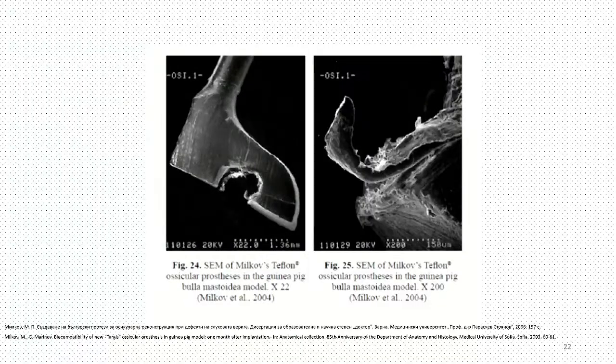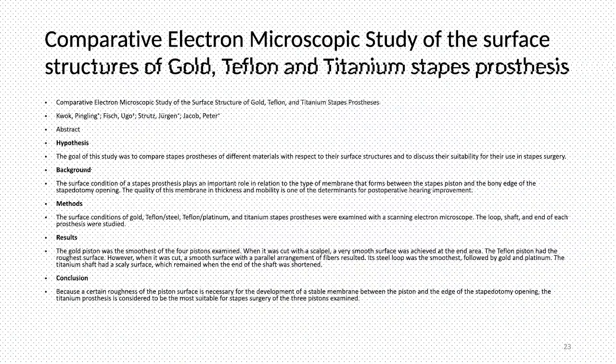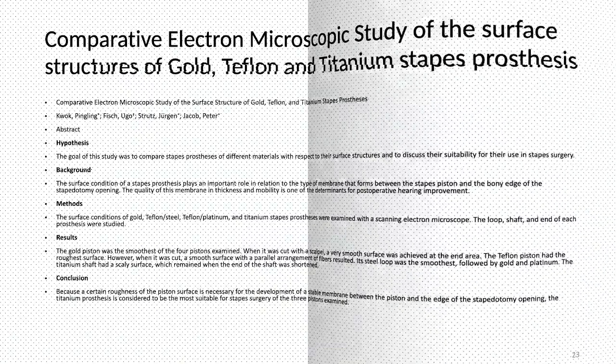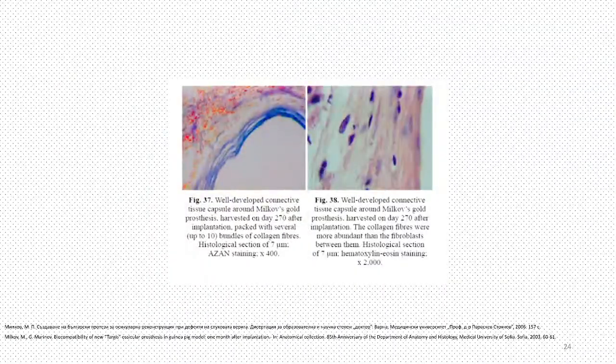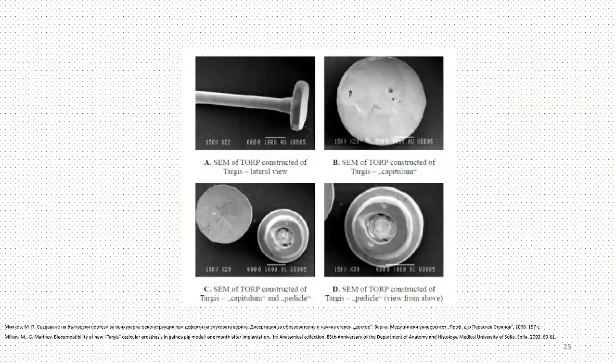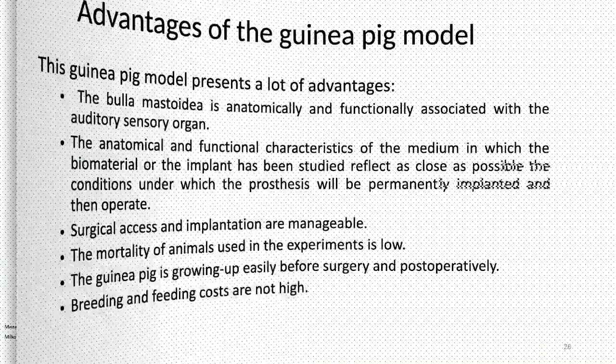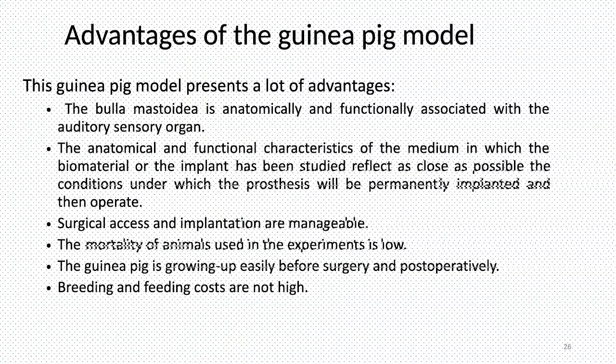Of course, this is our old result with Teflon materials. Another good study about this is scanning, production of our prosthesis in guinea pig models, and the same TORP and PORP prostheses. We stopped with this material. The last prosthesis we produced, 2008.